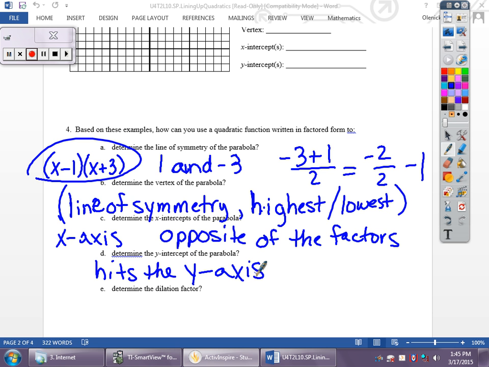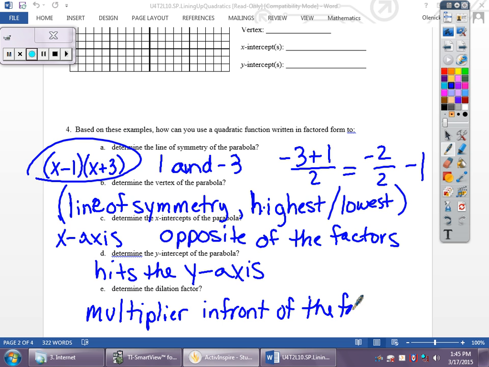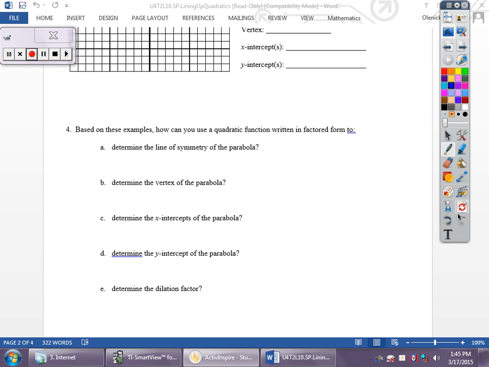Okay, the dilation factor is any multiplier in front of the factors. So like our GCF that we factored out at the start, the only one that we have is in problem number 2, we had 1/2. That would be a dilation. Okay. In number 3, you see the negative x. A dilation is going to be a numerical factor, and the negative is not a dilation, it's a direction, whether the parabola opens up or opens down. All right, let's continue on.